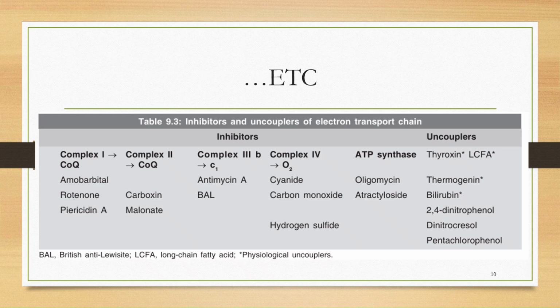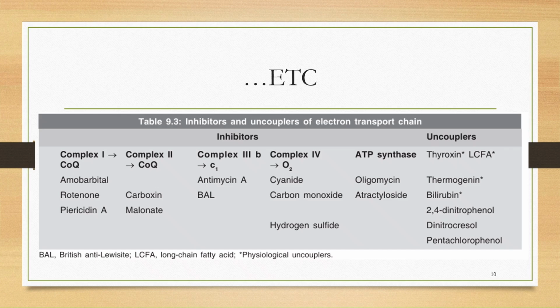But processing of the cassava, for example when they fry it or cook it, reduces the amount of cyanide in it. Carbon monoxide is produced by incomplete combustion. For example, the smoke that comes out from car exhaust contains carbon monoxide, and it is also a complex 4 inhibitor. Hydrogen sulfide, basically from waste, is the gas that has that rotten egg smell, from sewage. It could also be from industrial waste. It is a complex 4 inhibitor.